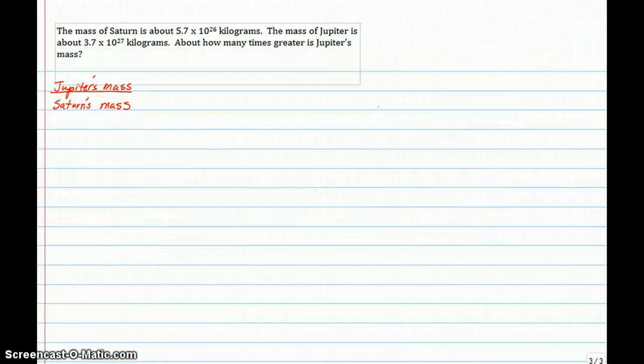Okay, the third problem is: the mass of Saturn is about 5.7 times 10 to the 26 kilograms. The mass of Jupiter is about 3.7 times 10 to the 27 kilograms. About how many times greater is Jupiter's mass? Okay, so you know Jupiter's the bigger planet. You want to know by how much it's greater. So you're going to do a comparison, which means you need a ratio. You're comparing Jupiter's mass to Saturn's. You know it's going to be a little bit more. This is 10 to the 26, and this is 10 to the 26. So it's just going to be a little bit more.